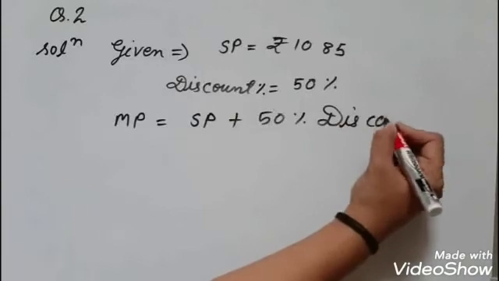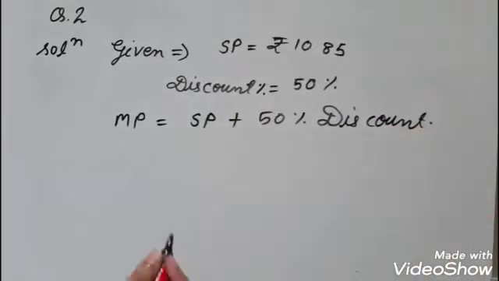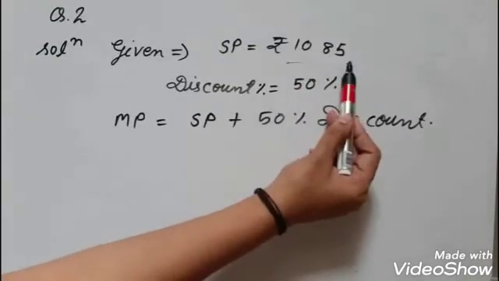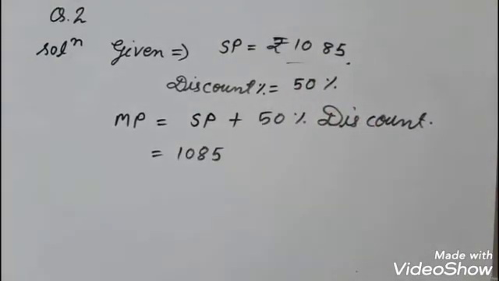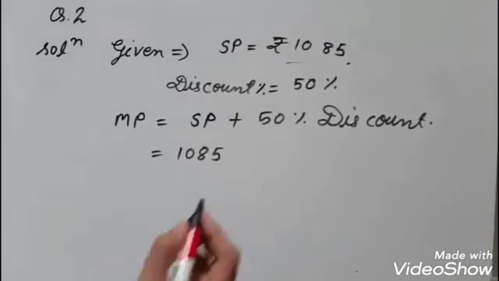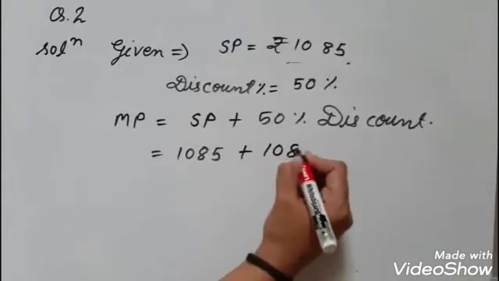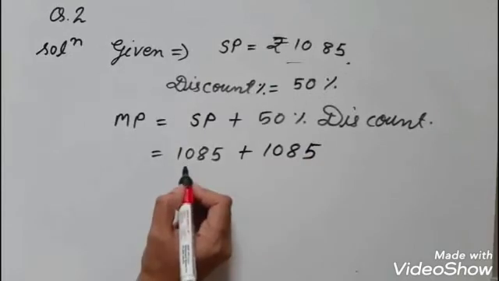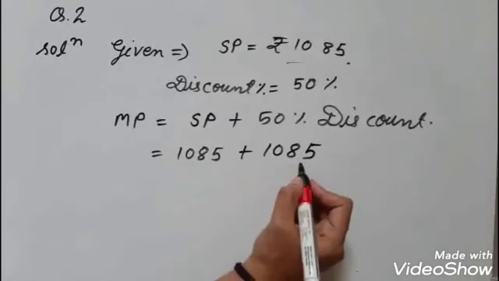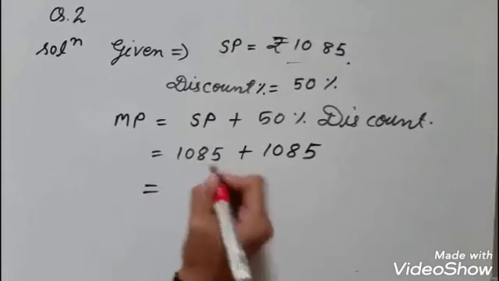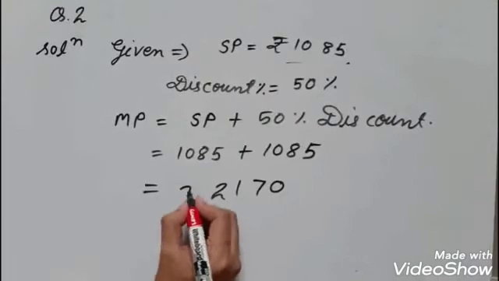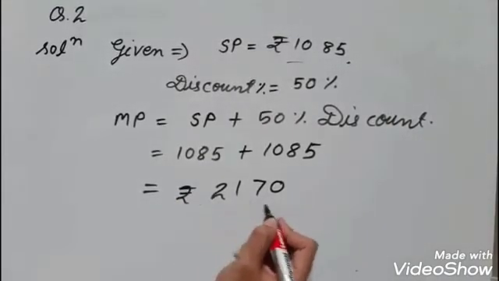50% discount is given. Okay, 50% means this amount is selling price and 1085 rupees is given as discount because discount is of 50%. So it is the selling price and 50% discount is given. So add these and the answer is rupees 2170.